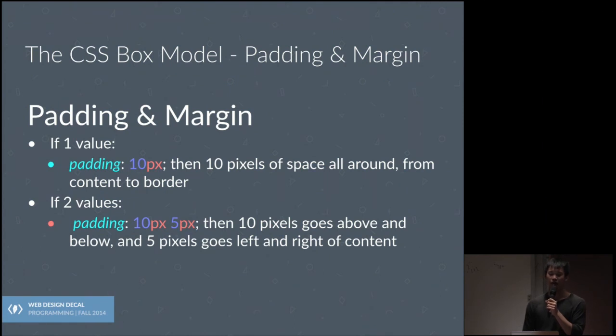Padding and margin. All right, so here's just a couple of semantics about how padding and margin work, but it's very similar. You put in padding, and then you put in some value of pixels for that padding. So you can actually put in anywhere between 1 and 4 values for padding. If you put just 1, it'll just do it all across the frame, all across the div. If you put in 2, then the first one you put in goes above and below, and the next one goes left and right of it.